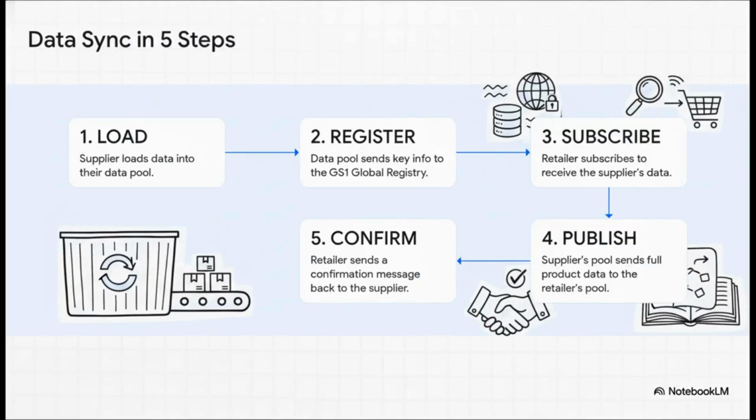So here's how that data gets from you to your retail partner in 5 simple steps. 1. You load your product data into your data pool. 2. Your pool automatically registers the item with the Global Registry. 3. A retailer, using their own data pool, subscribes to get your data. 4. Your pool sees that subscription and automatically publishes the data over to the retailer's pool. And 5. The retailer system sends back a confirmation so you know they got it. It's all automated, secure, and completely traceable.